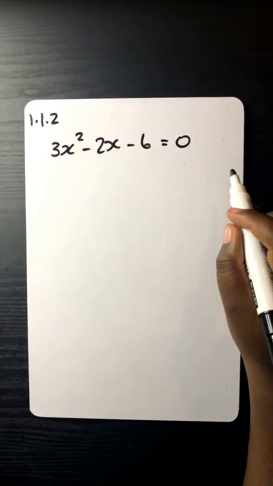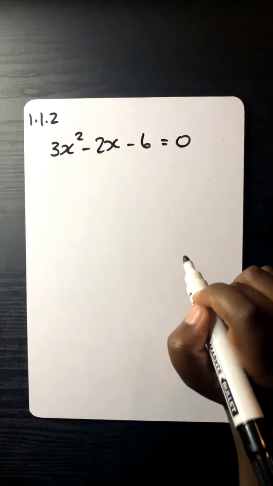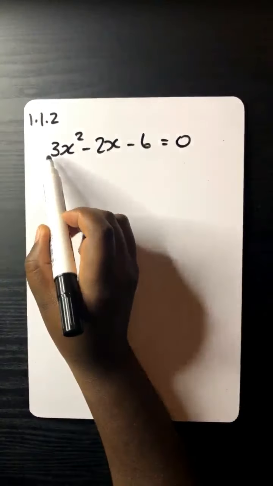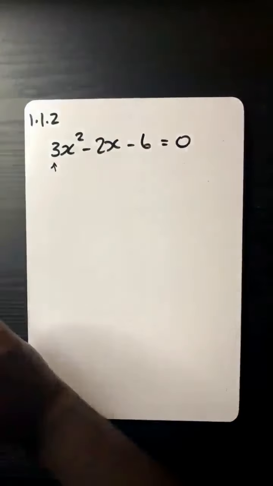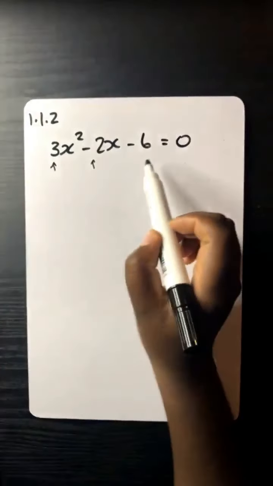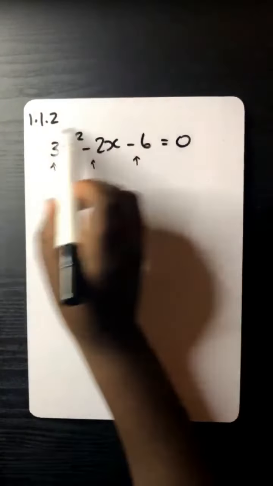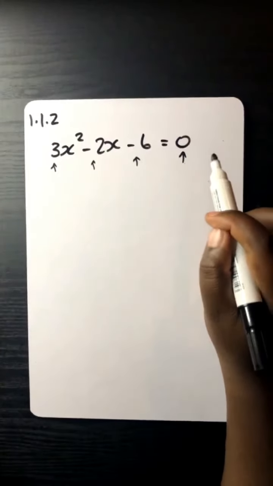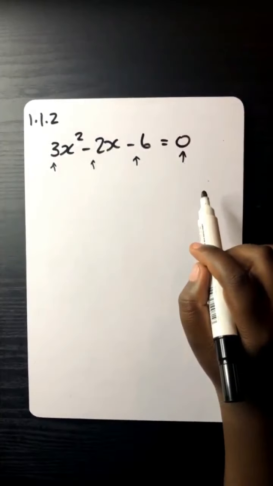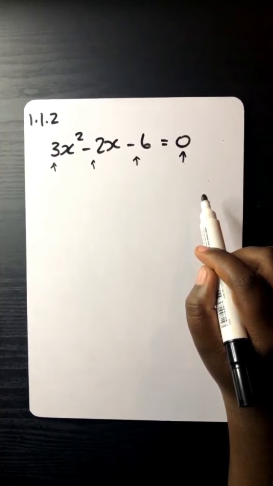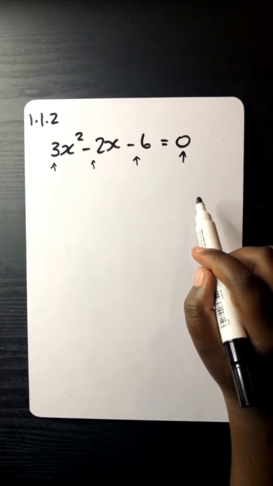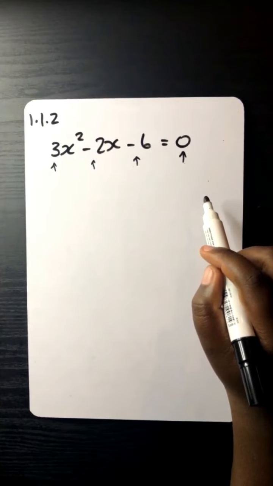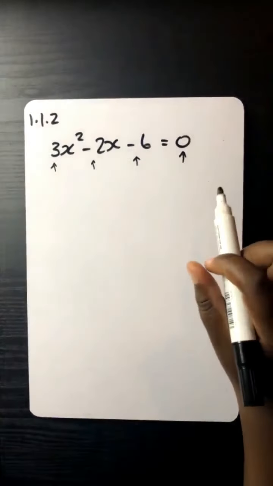So ladies and gentlemen, is this in the standard form? The answer to that question is yes. Why? Because we've got a positive a value, we know the a value, we know the b value, we know the c value, and the whole of this is equated to 0, which gives me the confidence to say this is in the standard form. I think all I've explained serves as a confirmation that this is in the standard form.